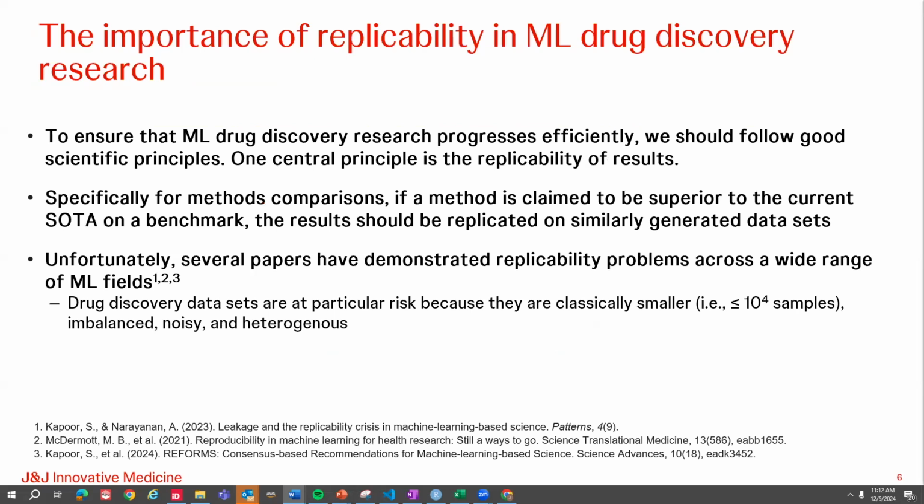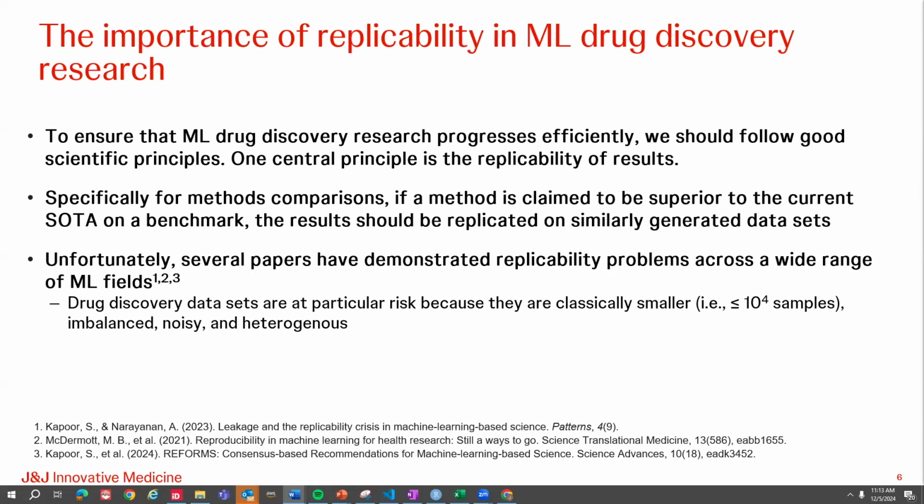To help motivate the paper, I'll start by discussing why replicability of ML research is important. For research to progress efficiently, it's important that we follow good scientific principles. One central principle is the replicability of results. You're not able to build off of others' results if you can't replicate them, and without replicability, research directions can be pursued under bad assumptions.